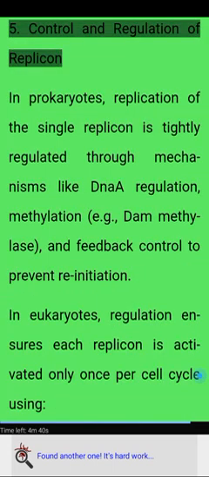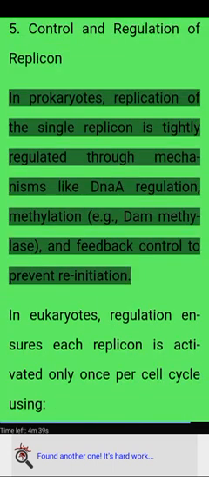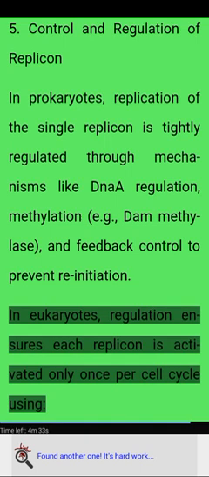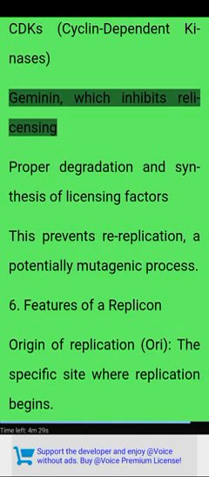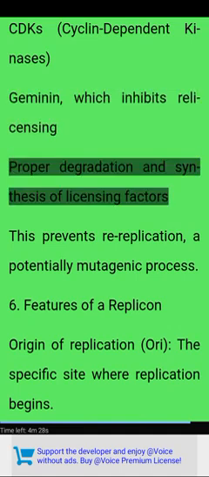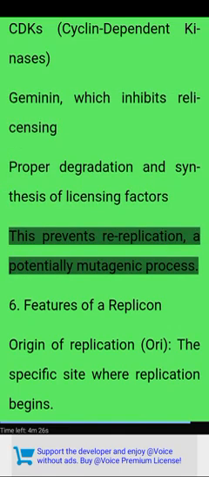5. Control and regulation of replicon. In prokaryotes, replication of a single replicon is tightly regulated through mechanisms like DNA methylation, e.g., Dam methylase, and feedback control to prevent reinitiation. In eukaryotes, regulation ensures each replicon is activated only once per cell cycle using CDKs (cyclin-dependent kinases), geminin, which inhibits relicensing, and proper degradation and synthesis of licensing factors. This prevents rereplication, a potentially mutagenic process.